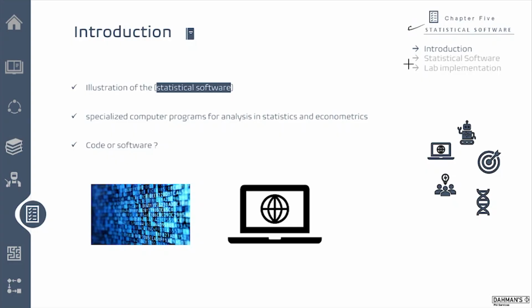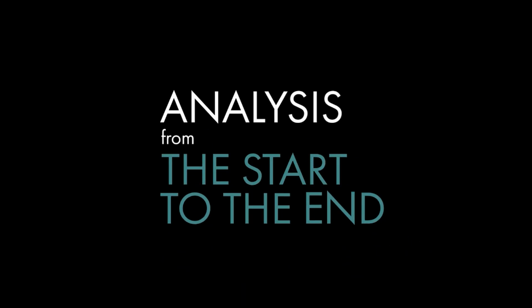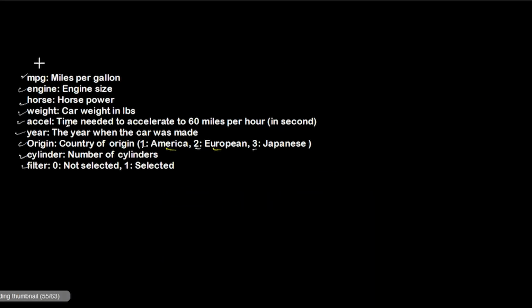So we are in Chapter 5, Statistical Software, on the discussion of the open source JAMOVI software. We're going to explore the first data set to explore the features of JAMOVI. Now, let me show you what kind of data set we have.